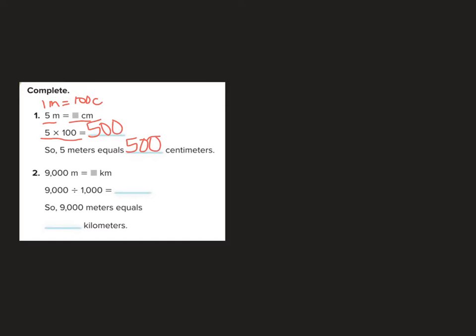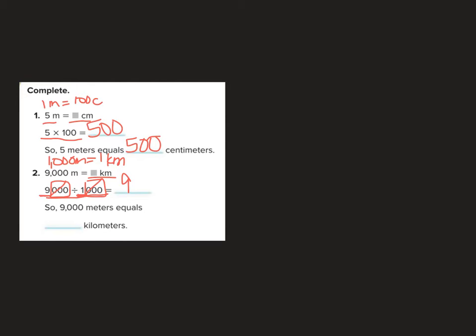9,000 meters equals how many kilometers? Well, I know that 1,000 meters equals 1 kilometer. So that shows me I need to divide 9,000 by 1,000. So remember, I can do 9 divided by 1 is 9. And then when I'm doing this division, we did this way back at the beginning of the year, but we look at how many zeros are left over. This one has 3 and this one has 3, so they cancel each other out.